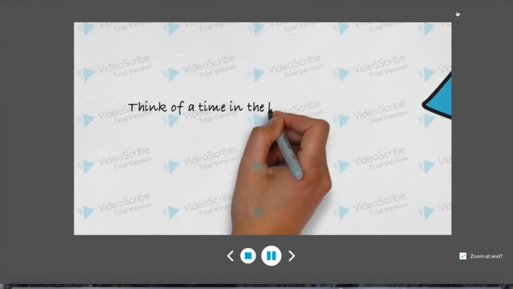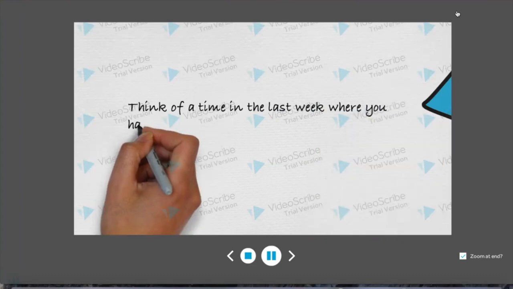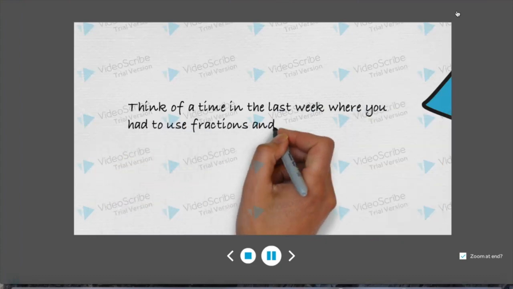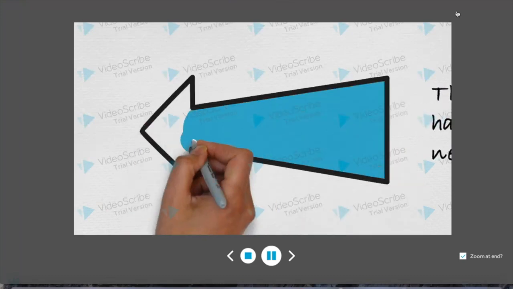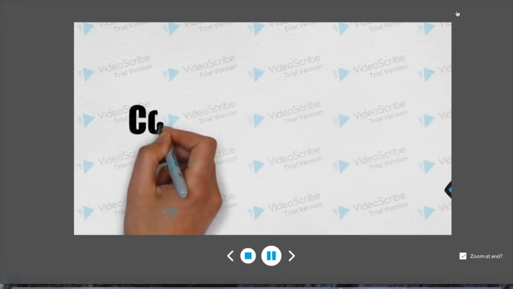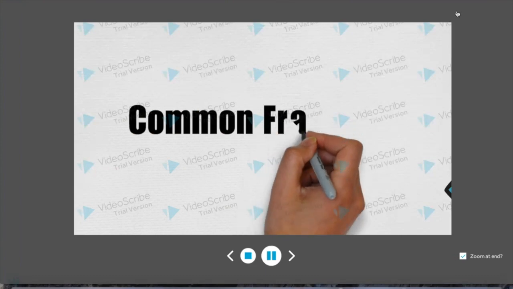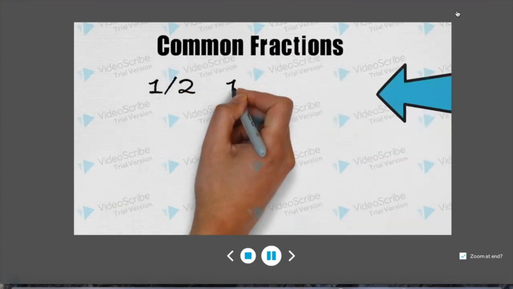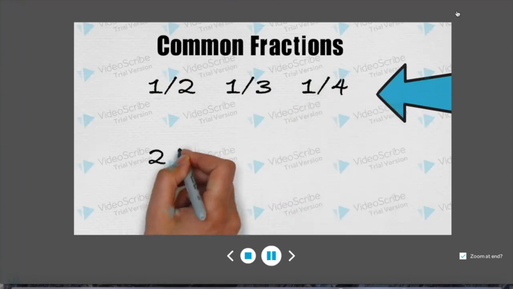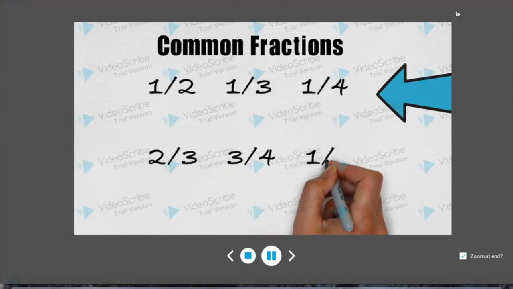So I want you to think of a time in the last week or so where you had to use fractions, and then turn to someone next to you and share. You'll be surprised that you'll all find something that you've had to use fractions with. Some common fractions are 1/2, 1/3, 1/4, 2/3, 3/4, and 1/8.